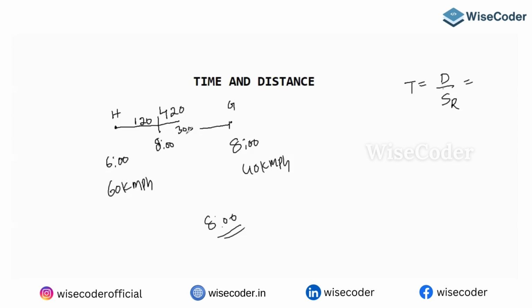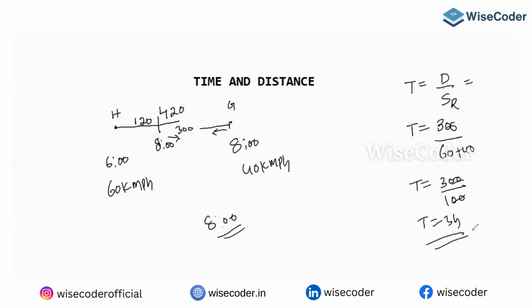Now this 300 is traveled by both trains. How much time will it take to travel this? The distance is 300. For relative speed, both are moving in the opposite direction, so the speeds are going to be added. What are the speeds? 60 and 40. Then the time is 300 divided by 100. After 3 hours, they are going to cross each other.